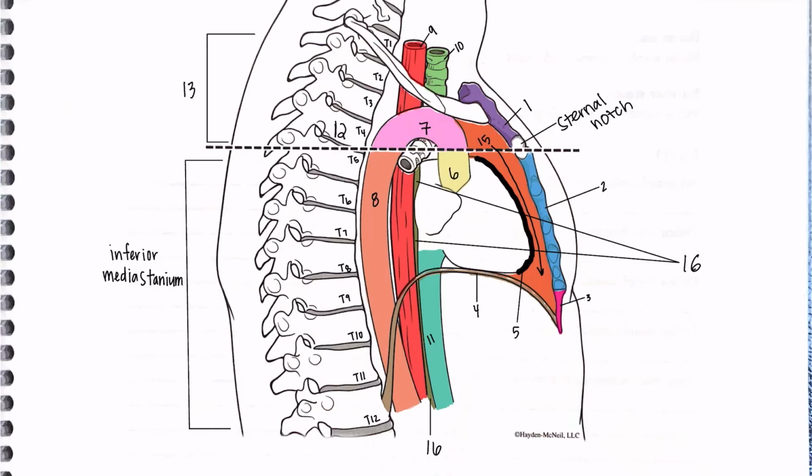Hey everyone, in this video we're going to be covering what's called the mediastinums of the upper thoracic region. So, what is a mediastinum? It is the space that contains structures. To make sure that we cover everything, let's start with number one.